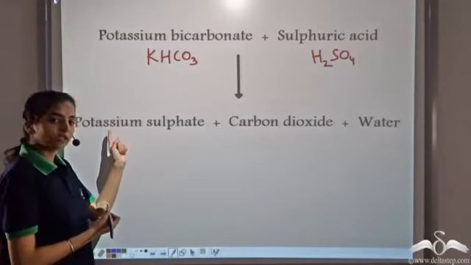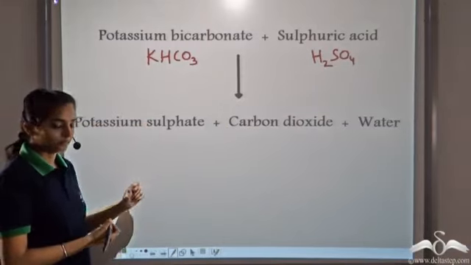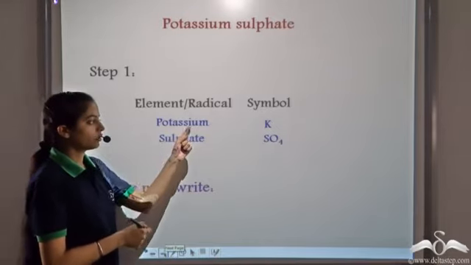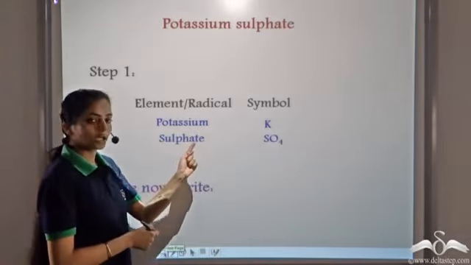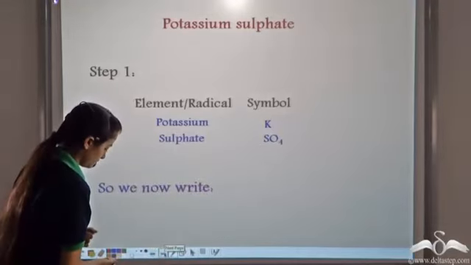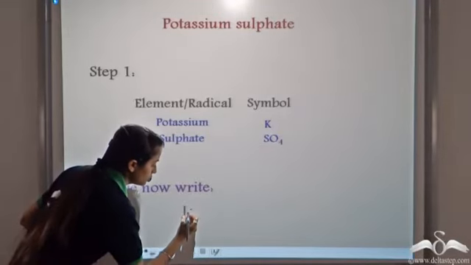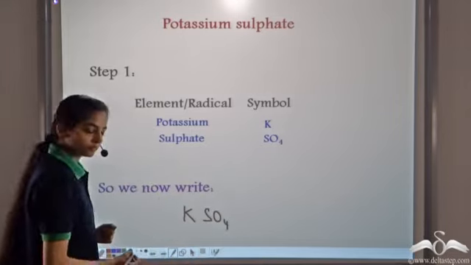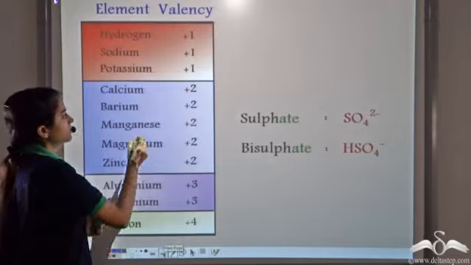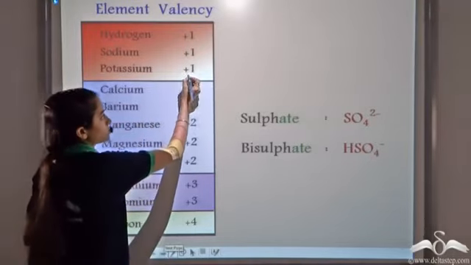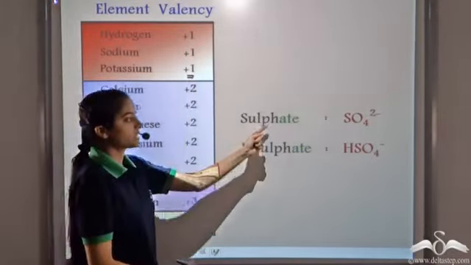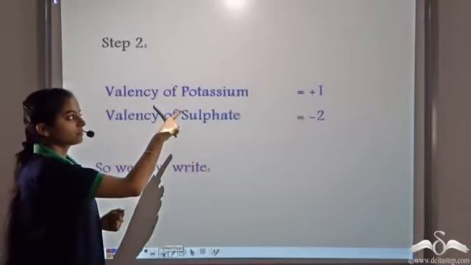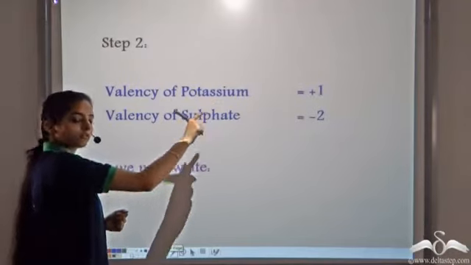We have to now find the formula of potassium sulfate. Let's try. We write the symbols for both. The symbol of potassium is K, the symbol of sulfate is SO4. So we write the two. Now we check the valencies. The valency of potassium is +1. The valency of sulfate is -2. So now we write the valencies: potassium +1, sulfate -2.